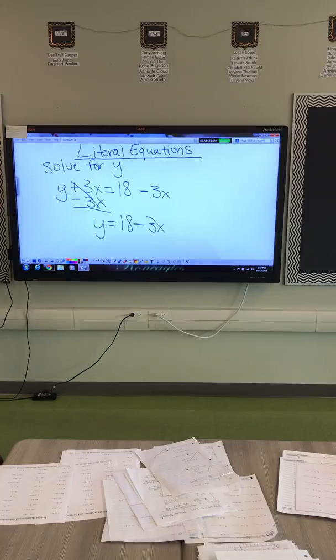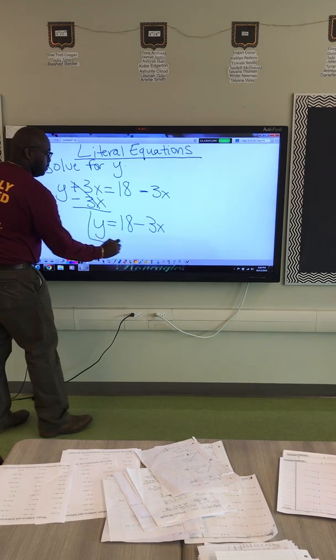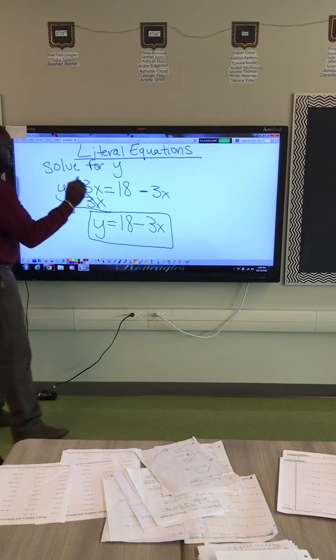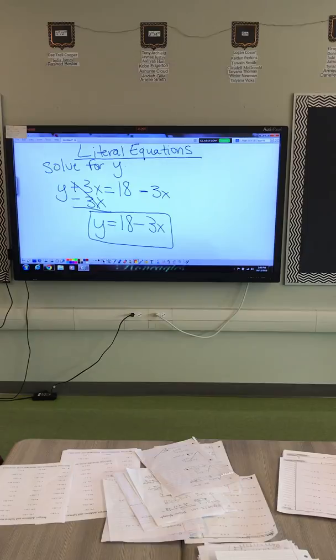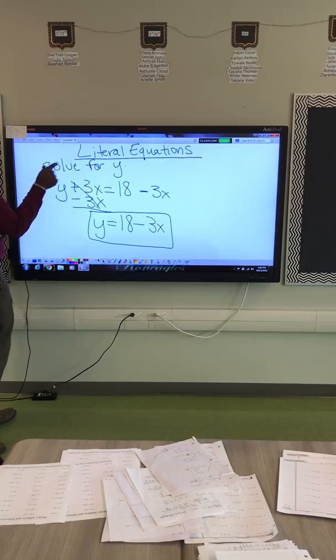All you did was change the sign of the 3x. It went from positive to negative, and then moved to the other side. That's the only thing. This is the answer. That's what our y equals. Remember how we got here? The 3x just moved sides, and the signs changed.